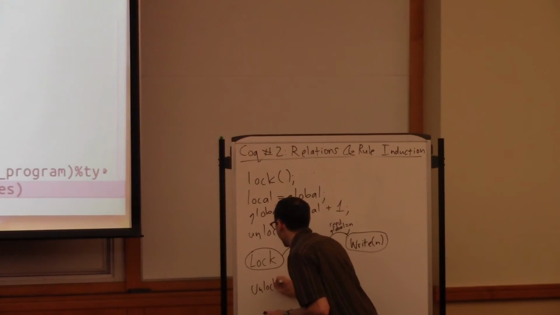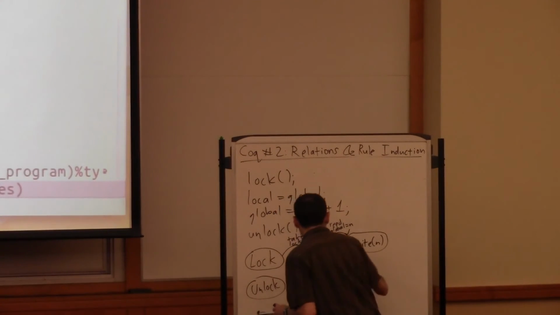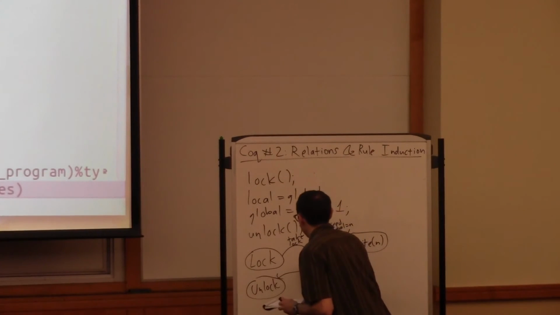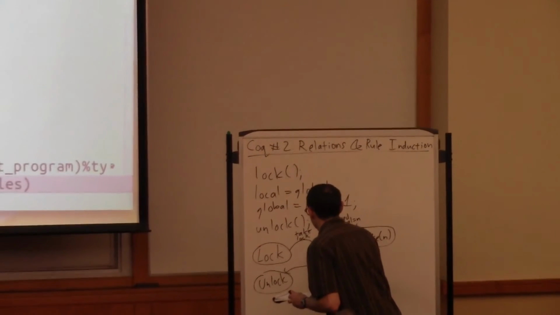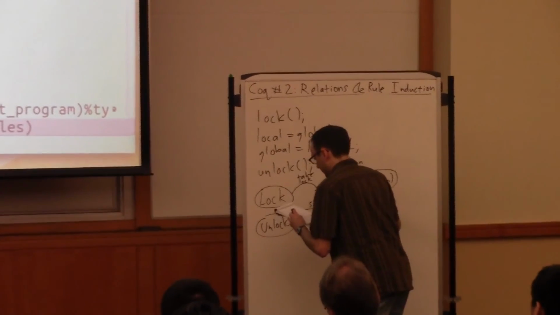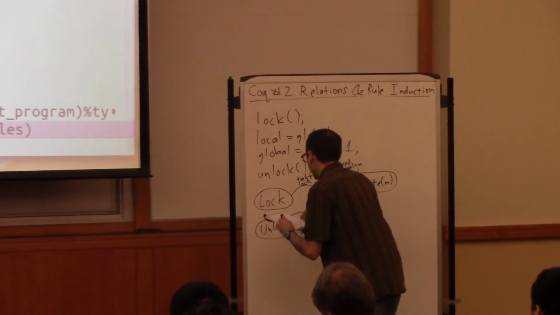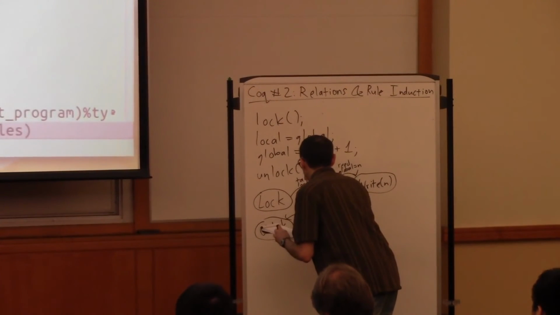And the next state after that, when we do the write, what this write does is it sets the global variable to n plus 1. And now we're ready to unlock. And after we do that, we will be done.